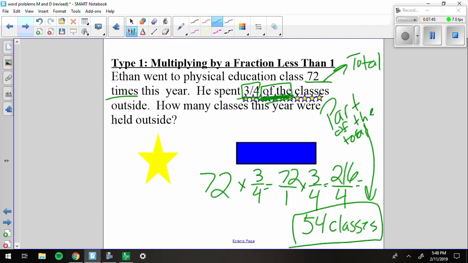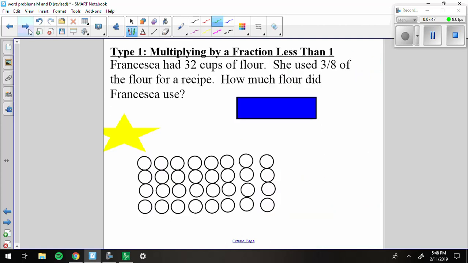All right. For our last type 1 problem, Francesca and her cups of flour. I want you to do this on your own. Fill out the picture. You have to fill out that picture and find your answer. Francesca had 32 cups of flour. She used 3/8 of the flour for a recipe. How much flour did Francesca use? Solve this problem. Fill out your picture. Come back with an answer. 3, 2, 1. Pause.